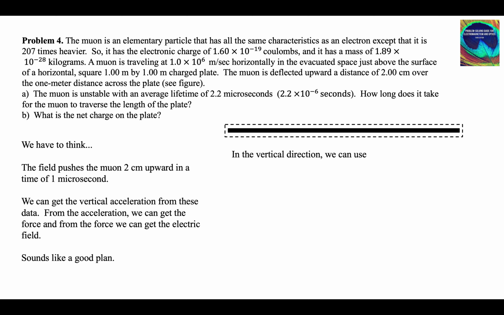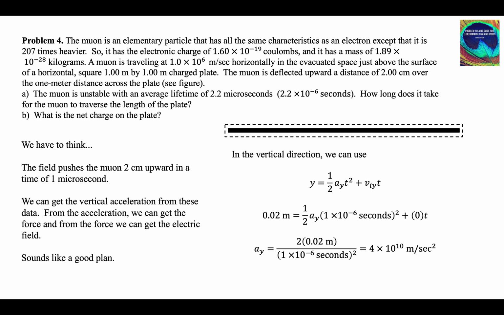In the vertical direction, y is 1/2 a t squared plus v_iy t. v_iy is 0. The muon's moving horizontally initially. I have the distance, 0.02 meters, which is 2 centimeters. There's the time. I can solve for a sub y. A sub y is going to be big: 4 times 10 to the 10th meters per second squared. 40 billion meters per second squared. That's a lot of g's.